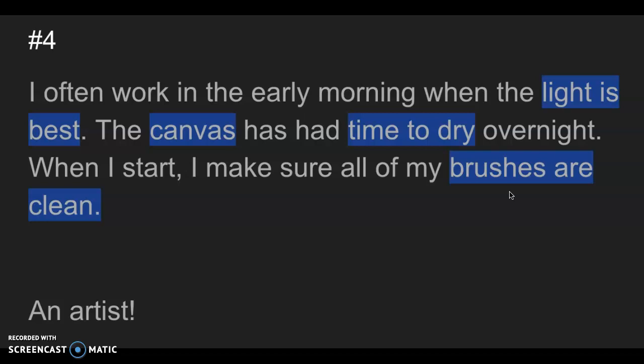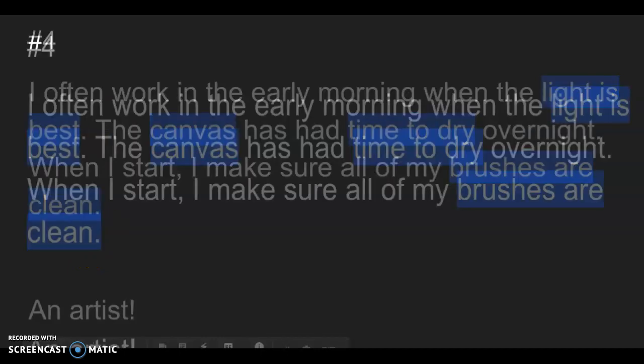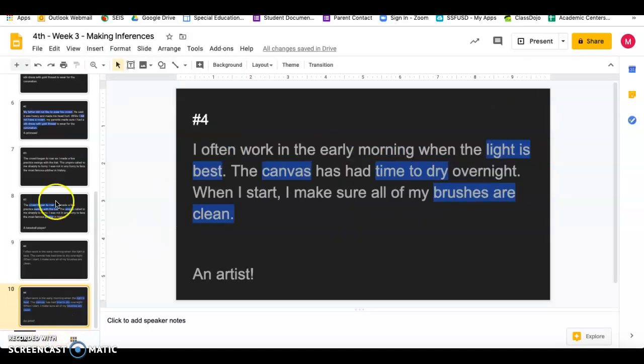So I hope you enjoyed practicing making inferences with me today. Now you know how to make inferences based on text clues.